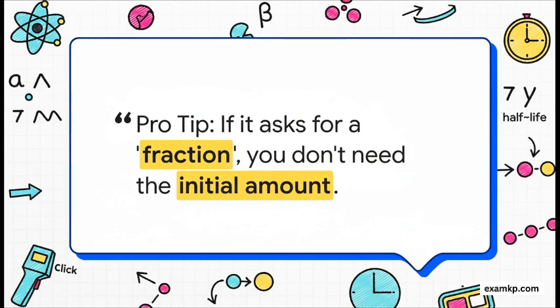And that leads us to a fantastic pro tip that'll save you precious time in the exam. If you see the word fraction in the question, you can completely ignore the initial amount. You don't need it. The answer is just 1/2 raised to the power of the number of half-lives. It is a brilliant shortcut.